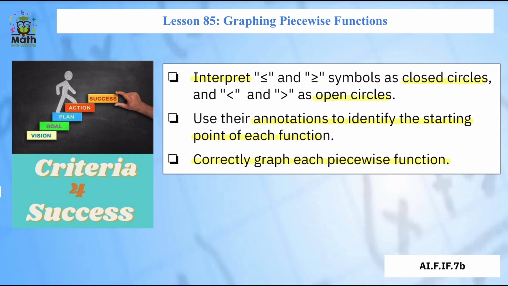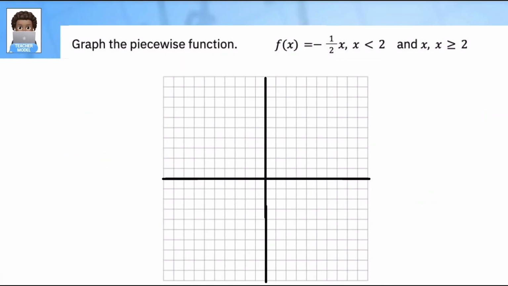So this is a push. I was so uncomfortable doing this as a kid, but we're going to get over it and learn how to graph these together because we can do this. So what we're seeing is we're going to have two different pieces here. We're going to have one function, which is -1/2 x, and then we have another function, which is just x. But what's true is this function here is only for when x is less than 2.